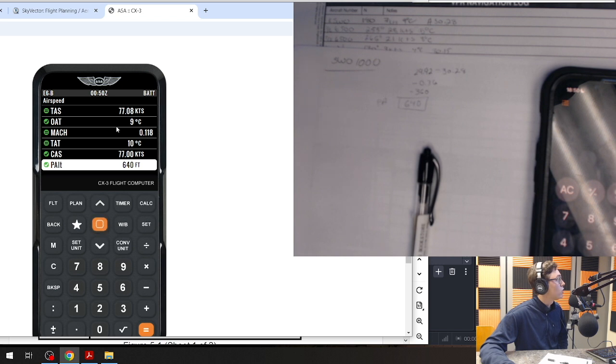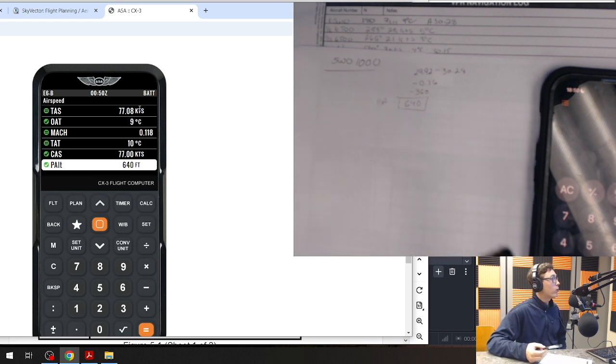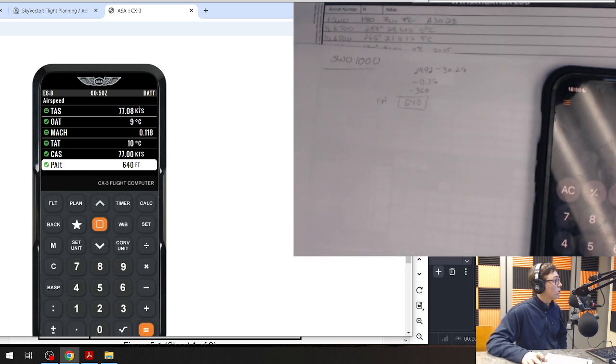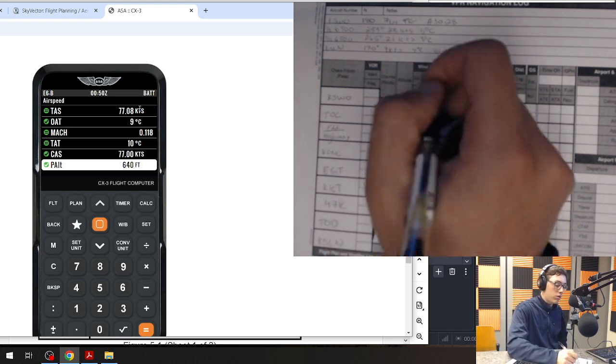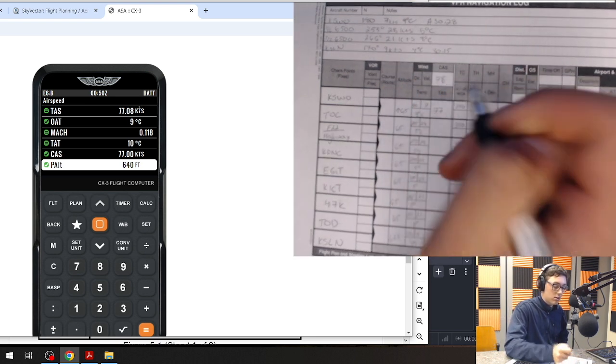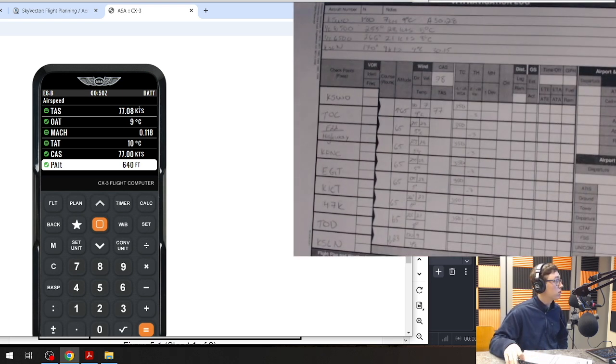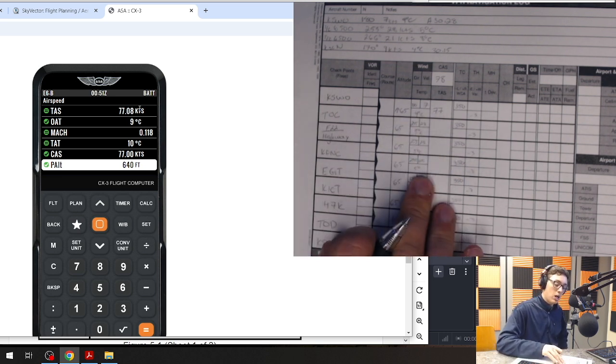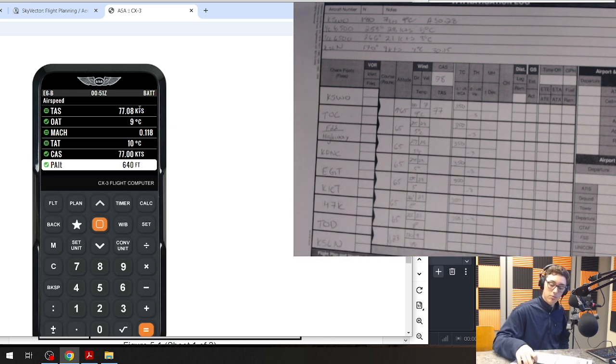And there we go. True airspeed, 77.08 knots. So there's barely a difference, about 0.08, with that. True airspeed, 77.08. Calibrated speed was 78. True airspeed is 77. Just keep it to the nearest knot. All right. Now that's for my climb. Now let's just do climb first. We'll come back later and we'll do the cruise stuff.